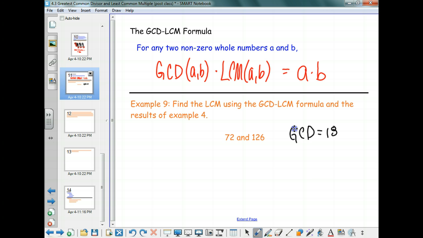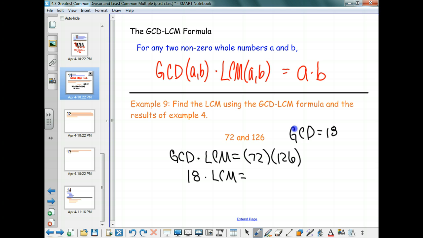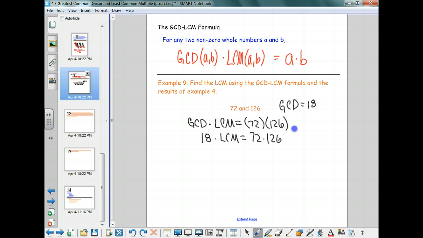Agreed? So what this formula says is that if I multiply the greatest common divisor and the least common multiple, I should get 72 and 126 multiplied. And I know the greatest common divisor. I already found it. It's 18. So if I want to find the least common multiple, what would I do? Right. I'm going to multiply the 72 times 126, and then I heard a couple people tell me I'm going to divide by 18. So what is 72 times 126, and then divide by 18?